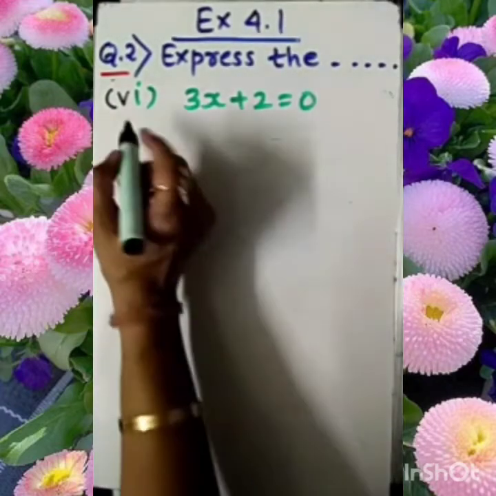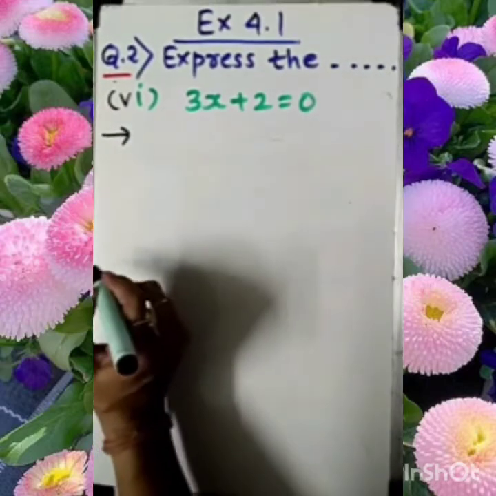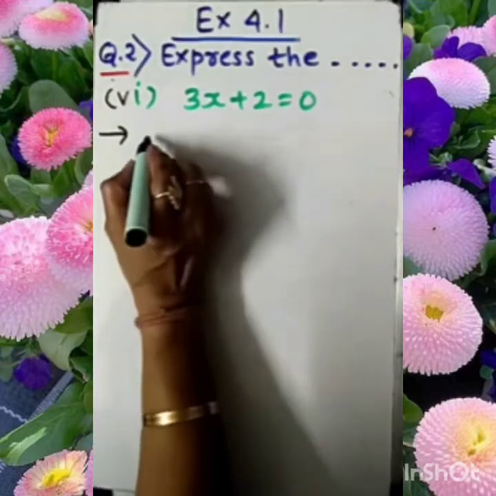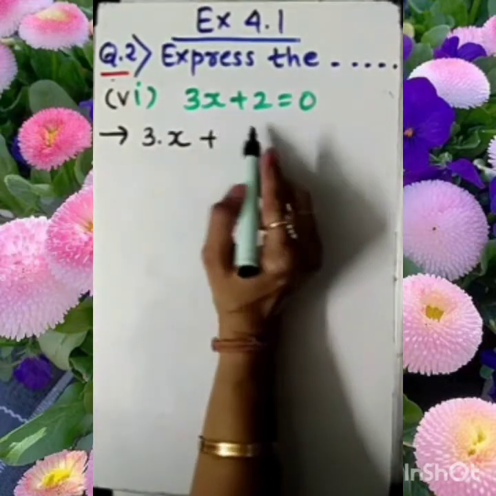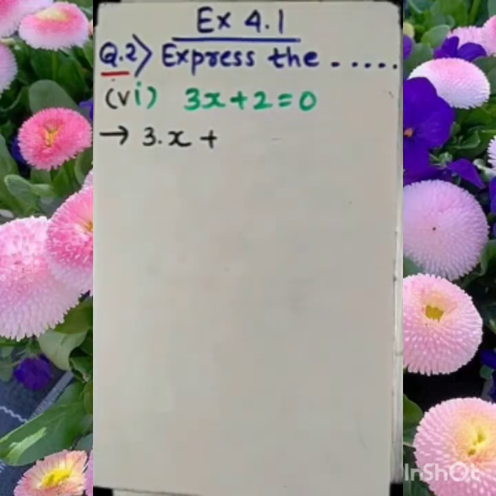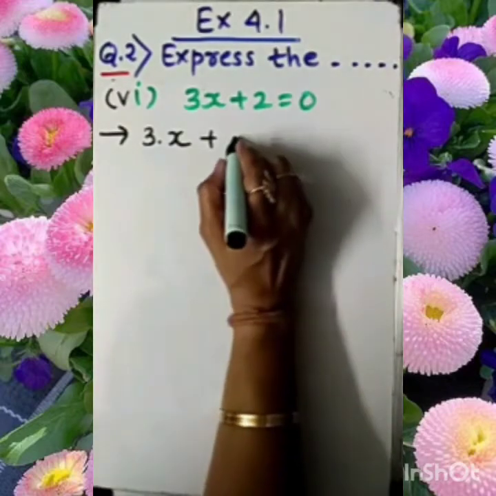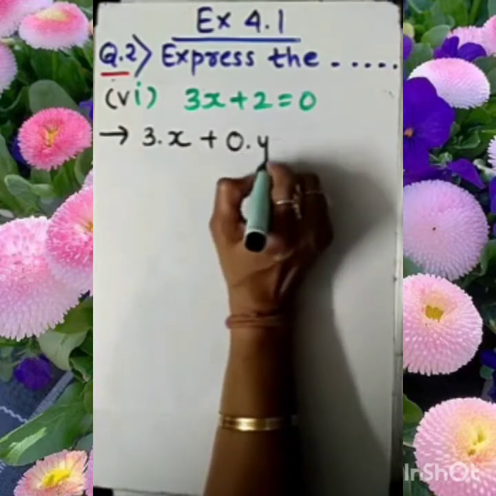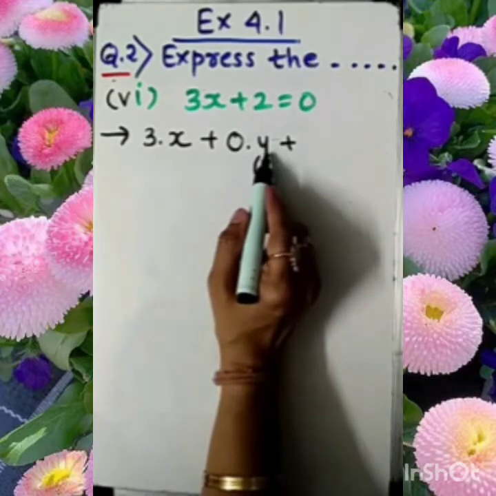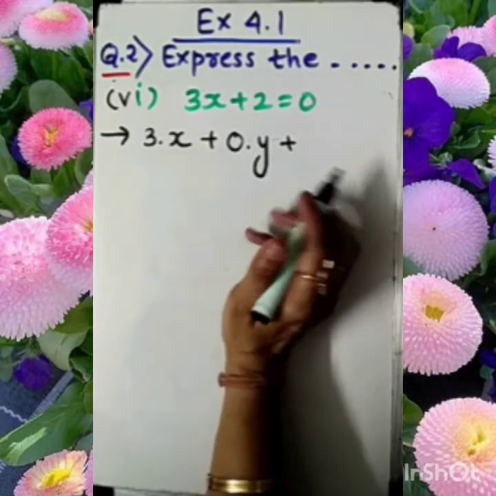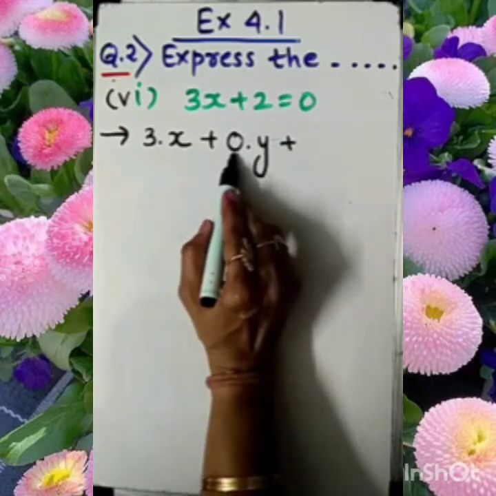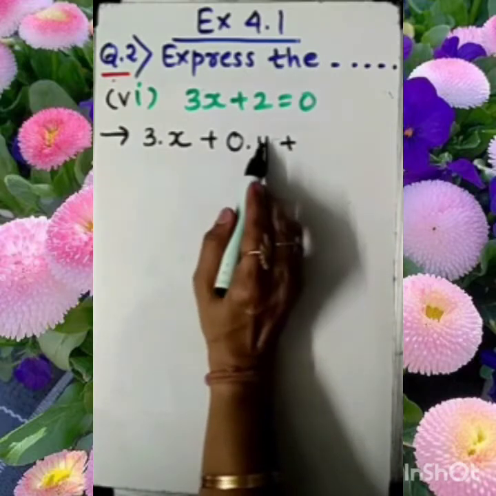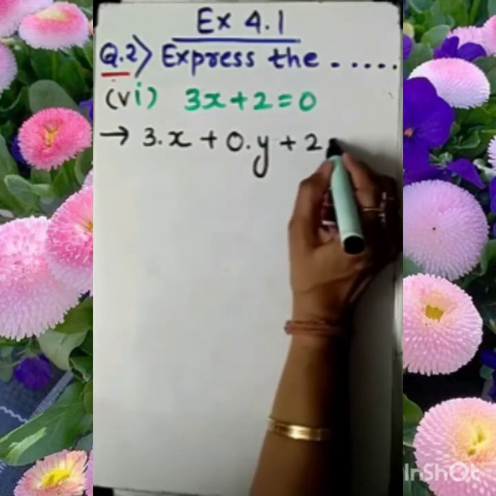Now if I compare it, can I write 3x as 3 into x? Fine. What about y? The y term is missing. So can I write 0 into y? Because 0 multiplied by any variable gives the result 0. So 0 into y means the coefficient of y is 0, so this whole term will become 0. And of course this 2 is the constant.